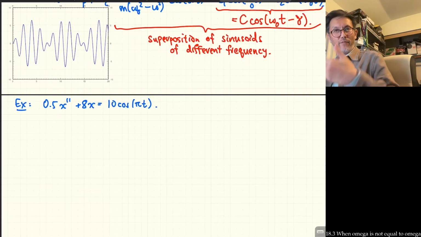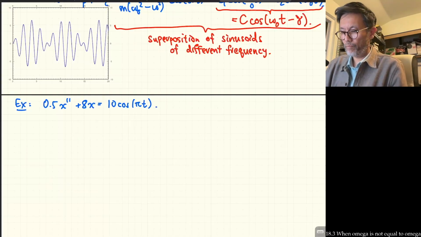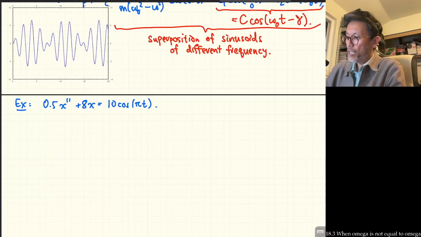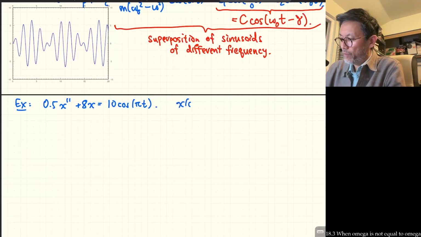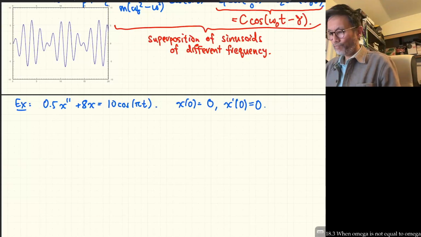Let's see how we get from this equation to that solution. We're going to toss in, by the way, some initial conditions as well. We're going to declare that x of 0 is equal to 0 and that x prime of 0 is also 0. This will help simplify our life quite a bit.